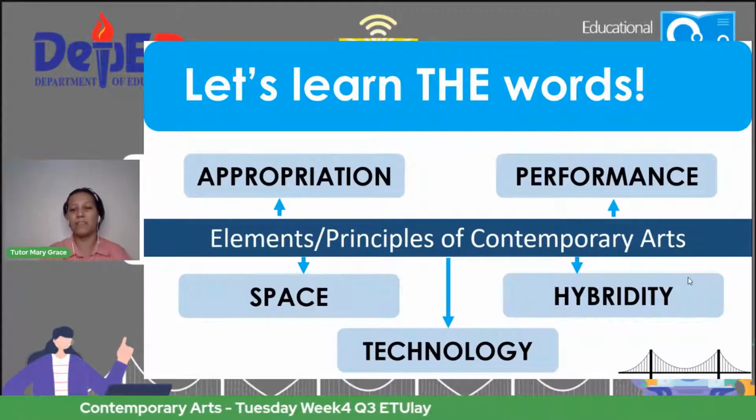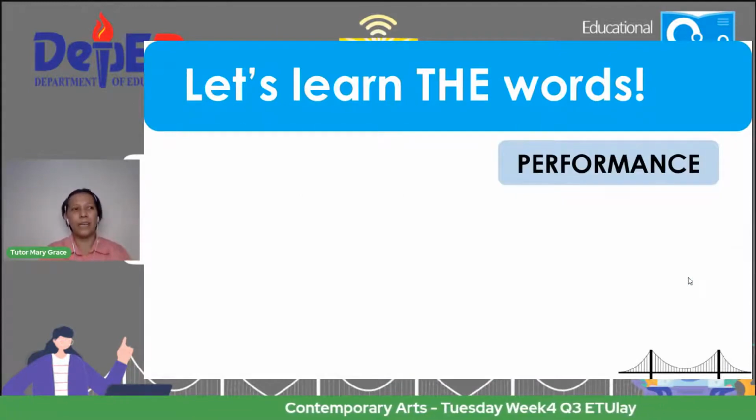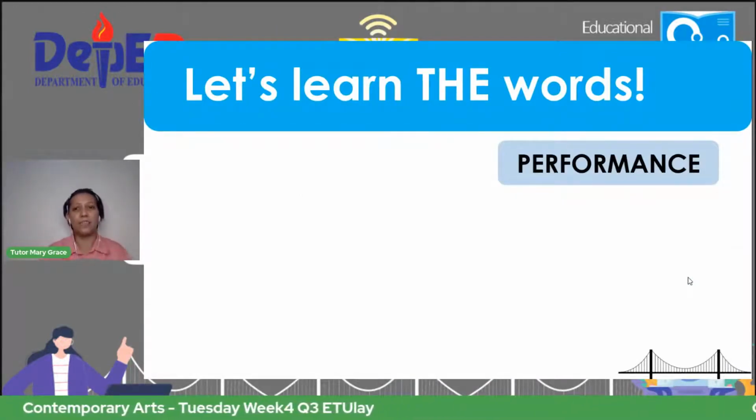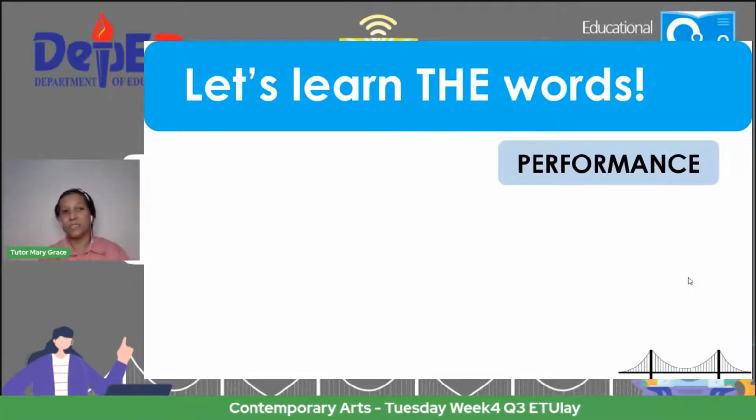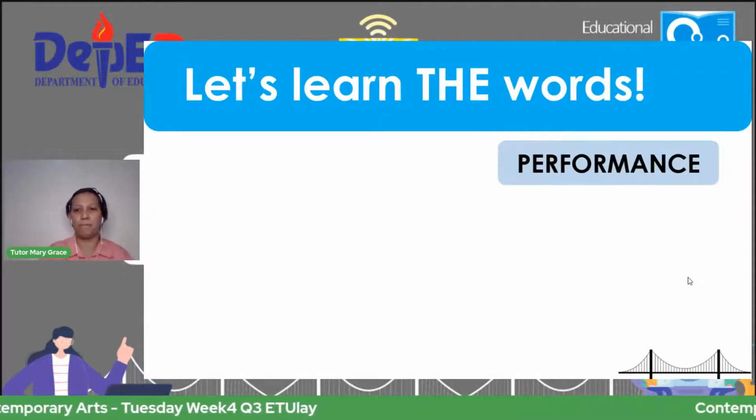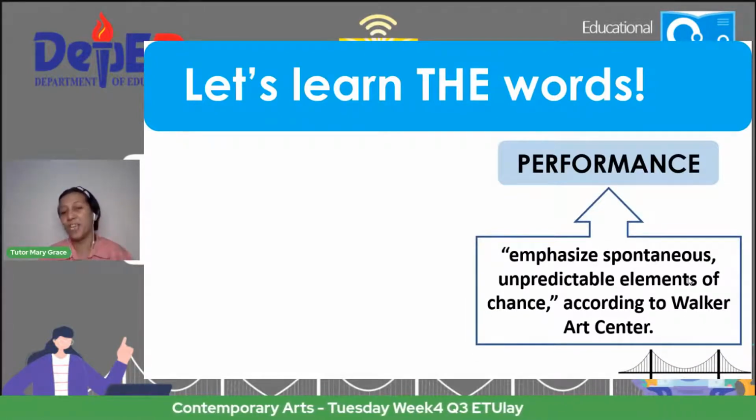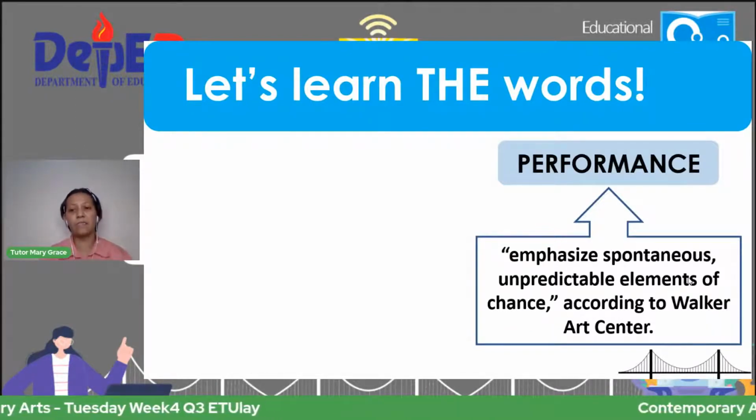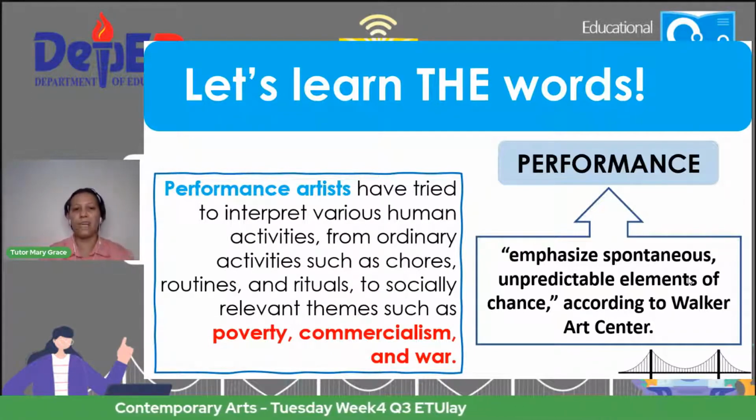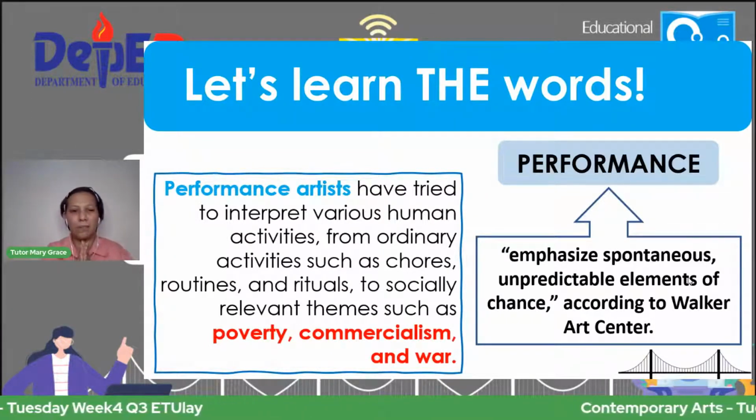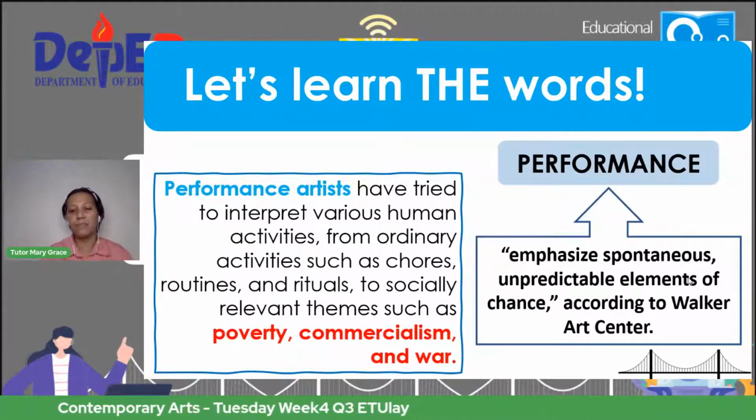Moving on to the second element or principle of contemporary arts, we have performance. Now, this is not a new word. Siyempre, alam naman natin to, lalo na kung kayo ay nagro-roleplaying sa lumang klase o nagsasagawa ng theater sa inyong school, hindi na to makabago. Kaya lang, syempre, habang nagbabago yung mundo, as we go from modern to ultra-modern, we also explore different ways of performing. Okay, so bakit? Ba't nagkakaganon? Kasi performing emphasizes spontaneous, unpredictable elements of chance. This is a definition that is given to us by the Walker Art Center. So, performance artists, they have tried to interpret various human activities mula sa mga ordinaryong gawain sa bahay, mga ginagawa natin pang araw-araw, and even rituals para ma-relate ito sa mga mas makabuluhang tema like poverty, commercialism, and war. Okay?